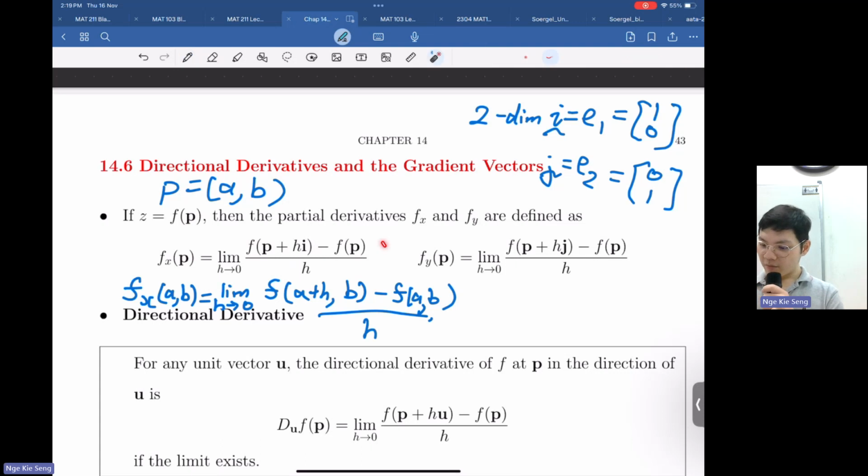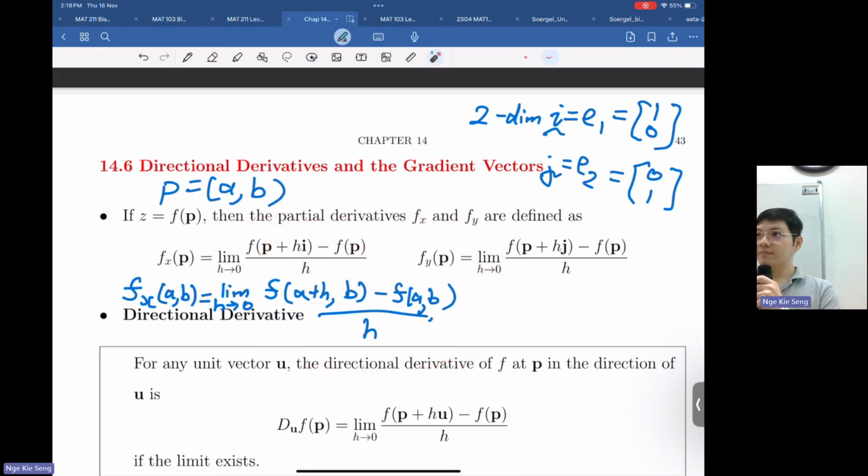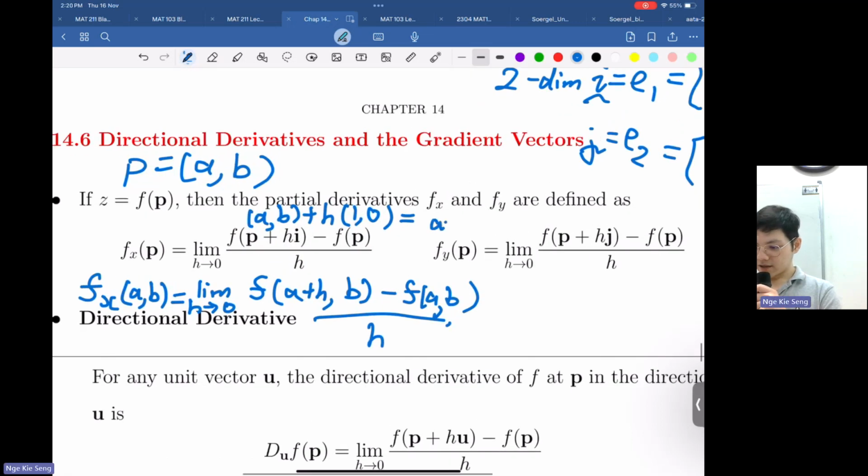So you need to compare here. What's the difference? The difference is the first term, maybe not too obvious. Can you see why they are the same or not? And why are they the same? p is (a, b) plus h times (1, 0). So what is this? This is just (a plus h, b), which is the same thing.